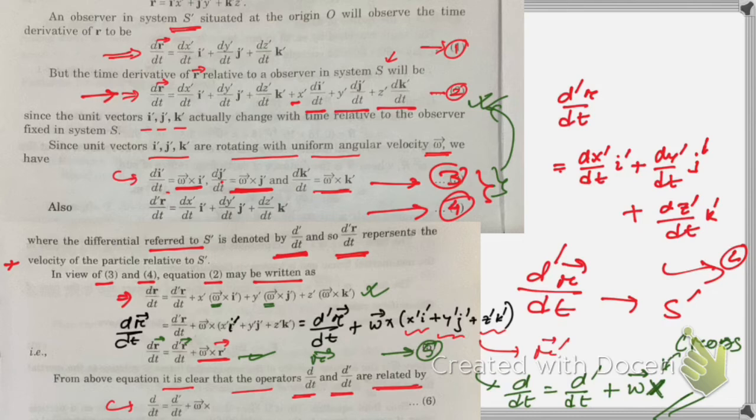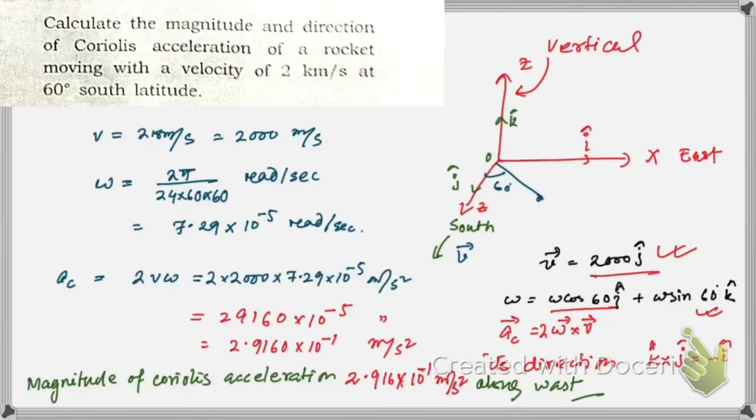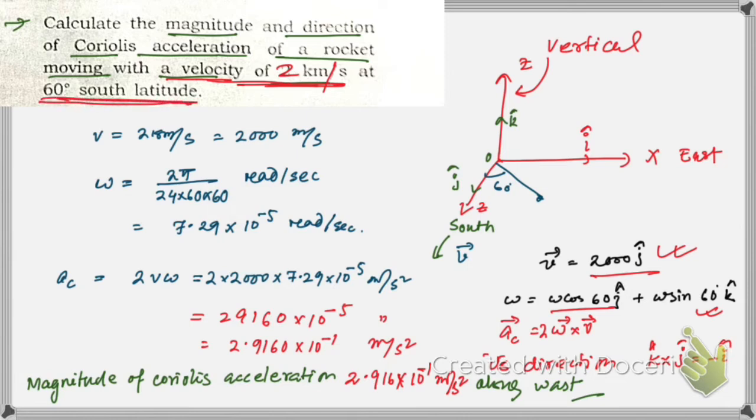So now let's move on to the next question. Here you see this is our next question. Calculate the magnitude and direction of Coriolis acceleration of a rocket moving with a velocity 2 km. I have a doubt here. The direction of the linear velocity is not clearly mentioned; 2 km per second is given, but it is not stated whether it is going towards south or in which way. Latitude is given, that is 60 degrees south. So here I have assumed this is moving in the south direction, towards south. I have considered that way the direction of the linear velocity.